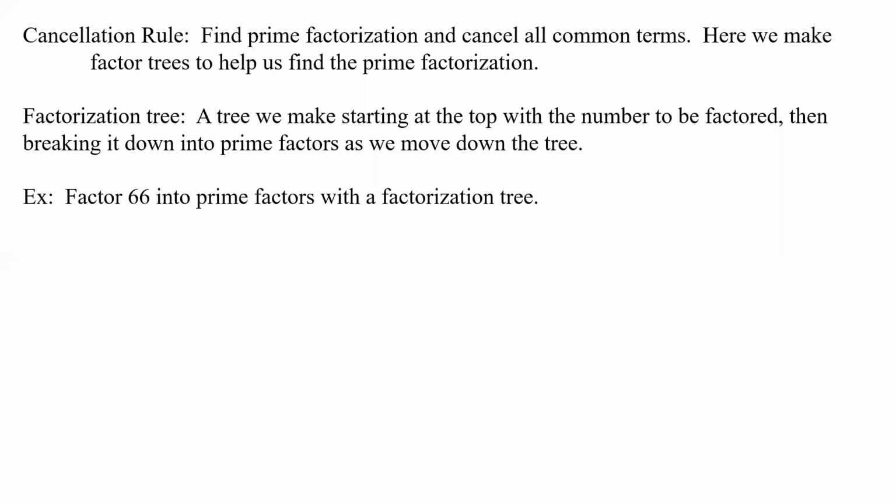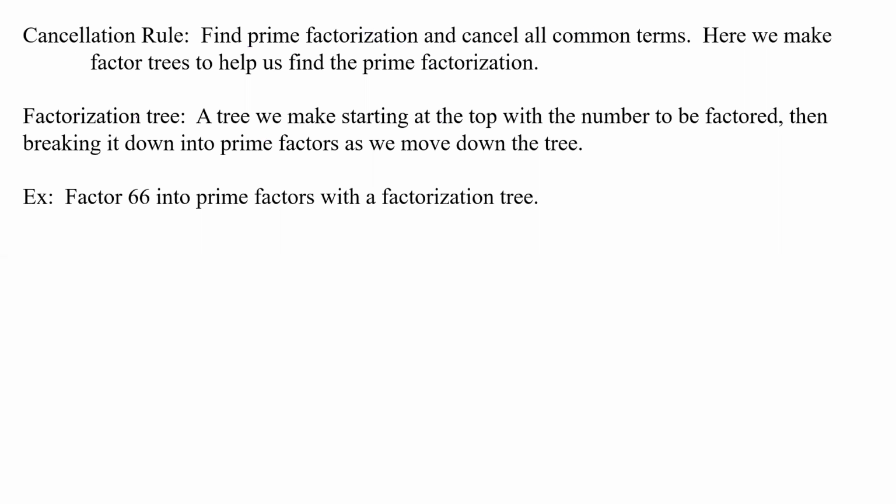All right, so what we are going to go to now is called a cancellation rule. And how do we use it? Well, first, we have to find the prime factorization of whatever is in the numerator and denominator, and then we cancel all the common terms out, okay? And so here we're going to make factor trees to help us find the prime factorization. So factor trees are going to be our friend.